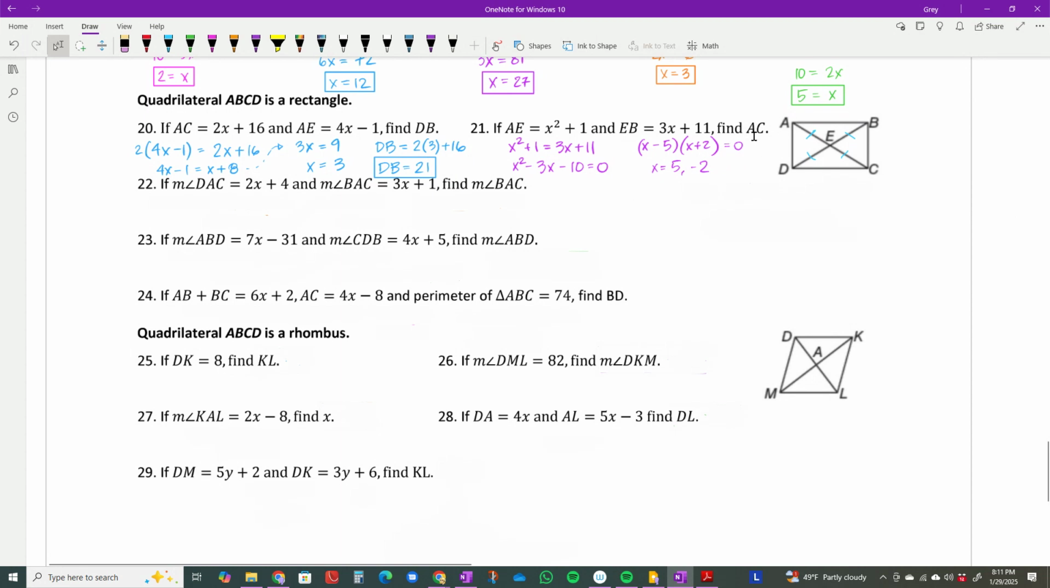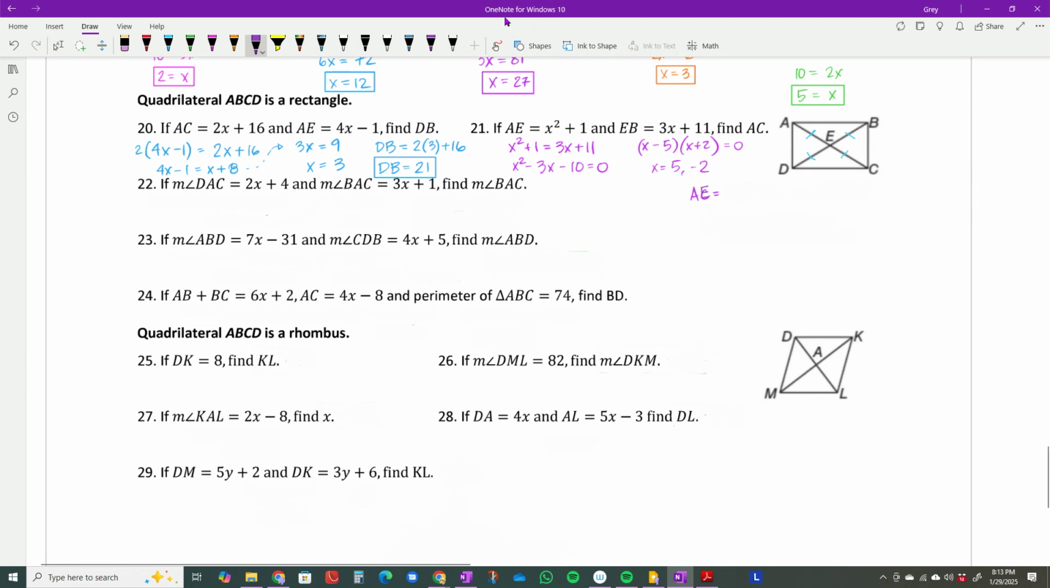What are they asking us for? AC, okay? But either way, whichever one I put it into, I got to make sure that I get a positive number, okay? So if I go to AE and use x squared plus 1, pause 1 second. Okay, I'm back. So continuing this, we got x equal to 5 or x equal to negative 2. So I said AC here, but really it's AE. Okay, that should be an E. I can fix this. That is AE.